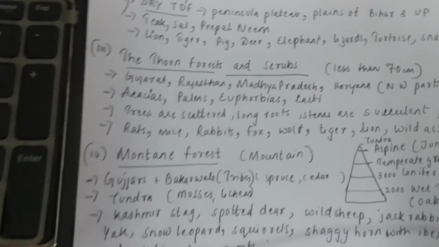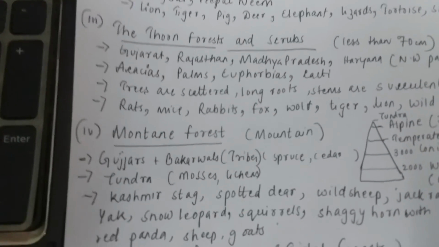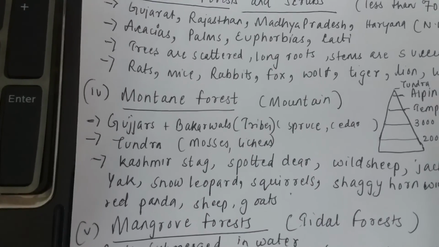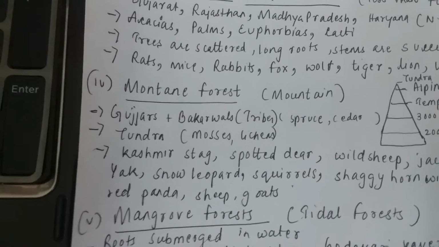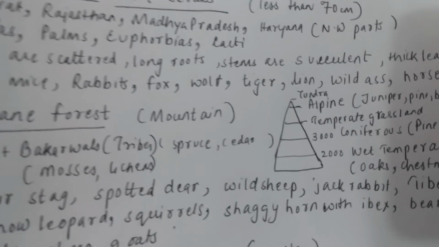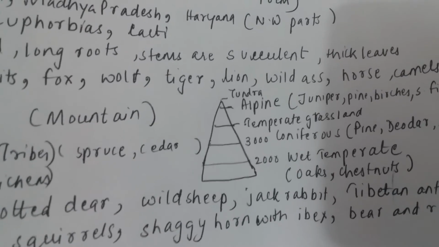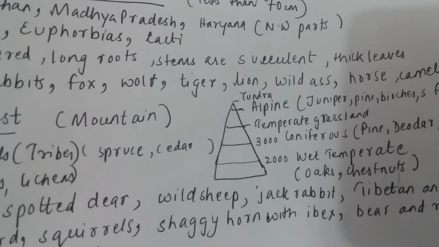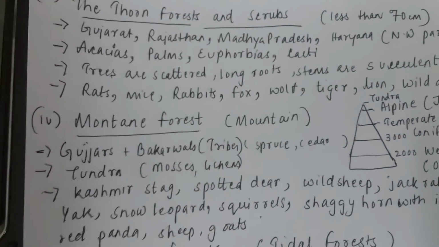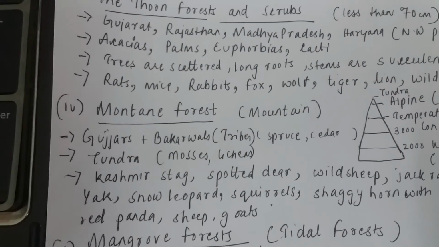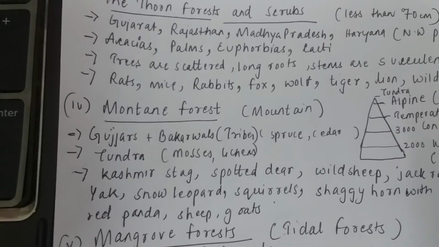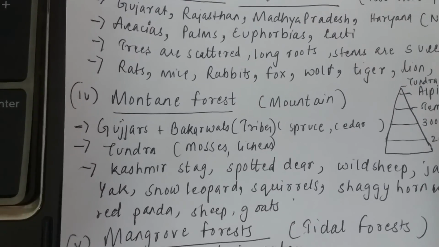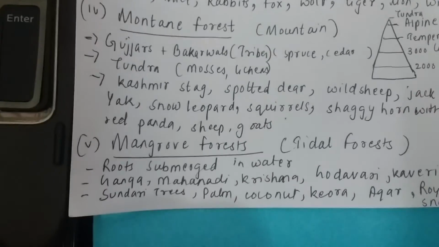Then the second last was the montane forest. Over here we talked about tundra, Kashmiri stag, spotted deer, and the most important thing is they are further categorized like the wet temperate, coniferous, temperate grasslands, tundra. Not very important, just remember oaks and chestnut, two types of trees. Also remember that Gujjars and Bakarwals, two important tribes, stay in this montane forest. They are nomadic tribes, just in case you are asked in exam.